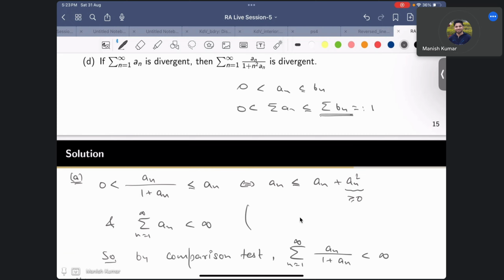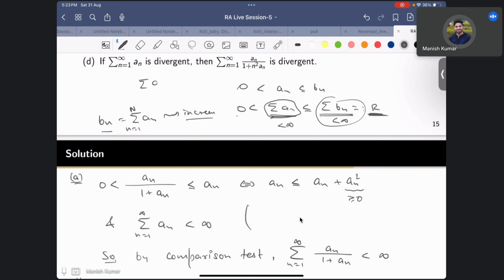When this is finite, the summation an is bounded, and also you know that summation n equal to 1 to capital N, if I define it as bn, then this is an increasing sequence, right? So increasing, and it is bounded as well, so this series is convergent. This is how the comparison test is proved. So when you want to prove something is convergent, you try to find an upper bound which is convergent. Now to prove something is divergent, what you do is summation an greater than or equal to summation bn.